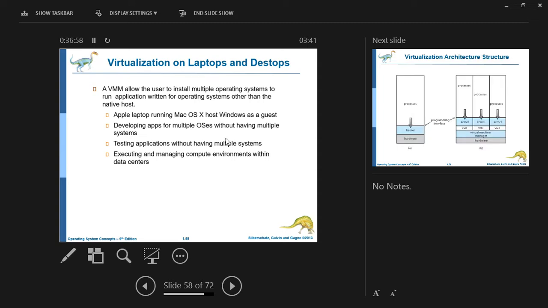Virtualization on laptops or desktops allows users to install multiple operating systems to run applications written for operating systems other than the native host. For example, an Apple laptop running Mac OS X host with Windows as a guest, developing apps for multiple OSs without having multiple systems, testing applications without having multiple systems, and executing and managing complete environments within the data centers.